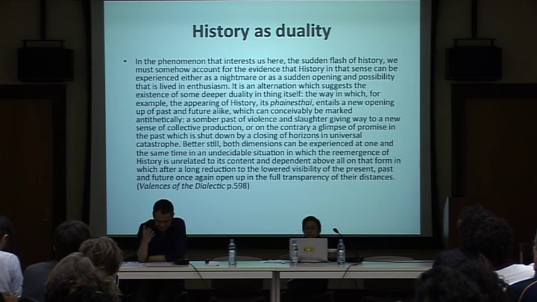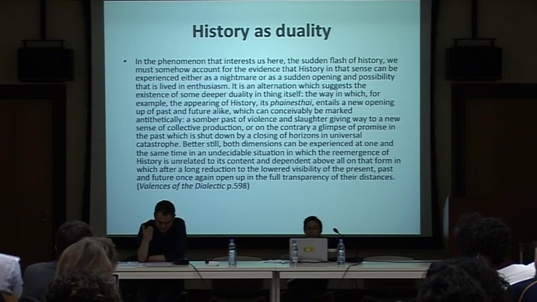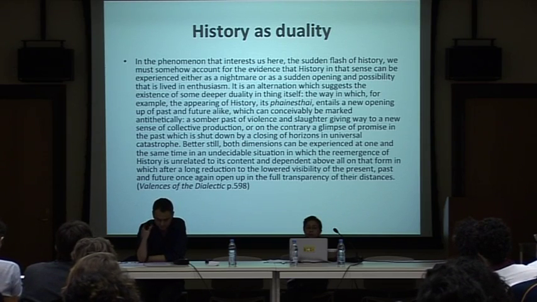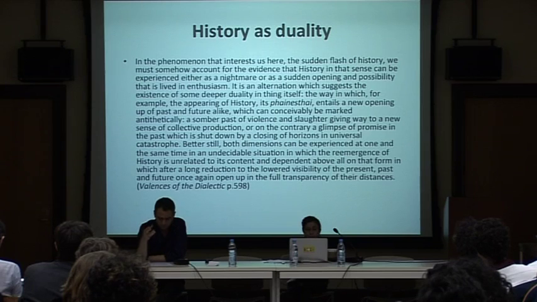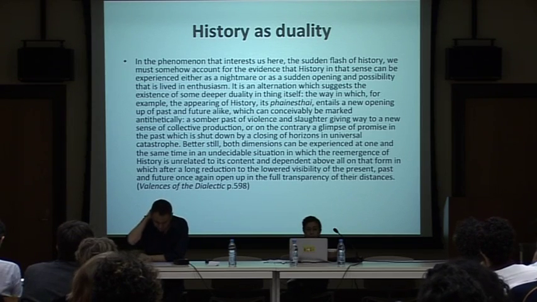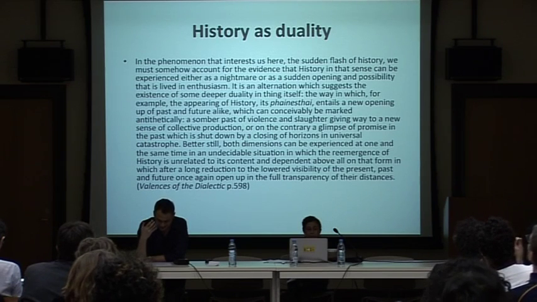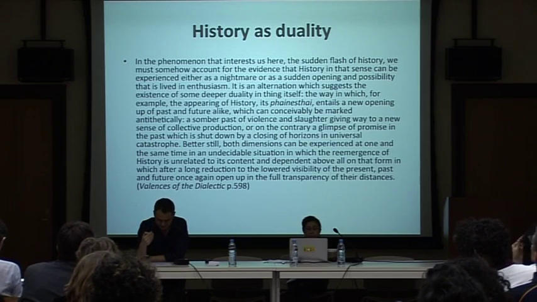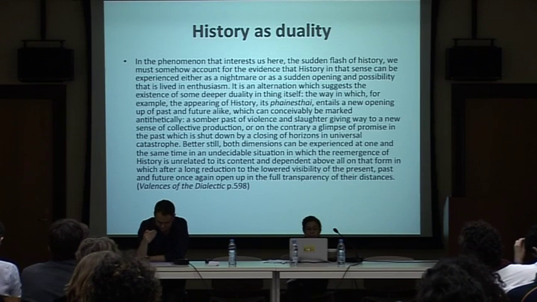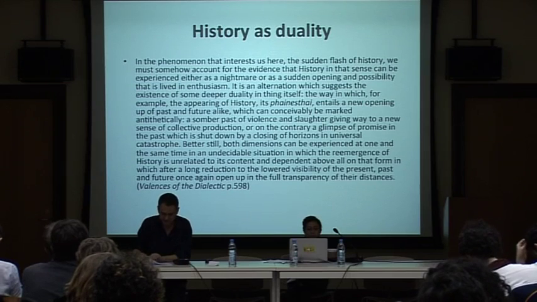"It is an alternation which suggests the existence of some deeper duality in the thing itself. The way in which, for example, the appearing of history, its phanestia, entails a new opening up of past and future alike, which can conceivably be marked antithetically. A somber past of violence and slaughter giving way to a new sense of collective production, or, on the contrary, a glimpse of promise in the past which is shut down by a closing of horizons and universal catastrophe. Better still, both dimensions can be experienced at one and the same time in an undecidable situation in which the reemergence of history is unrelated to its content and dependent above all on that form in which, after a long reduction to the lowered visibility of the present, past and future once again open up in the full transparency of their distances."